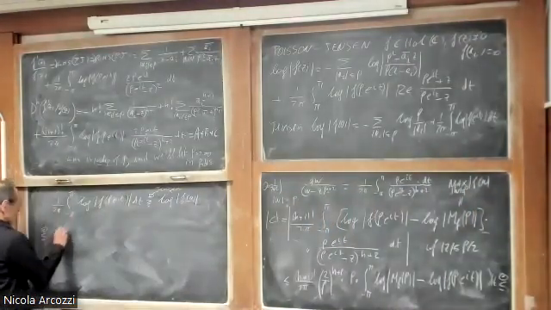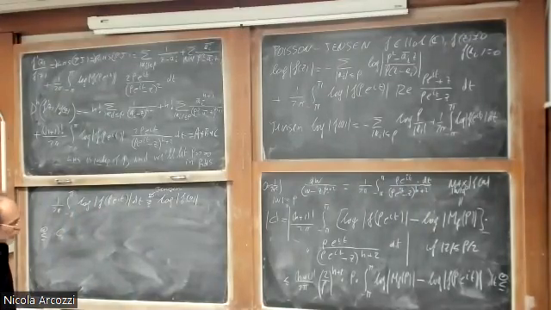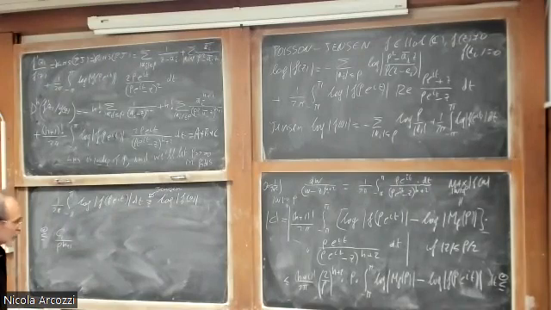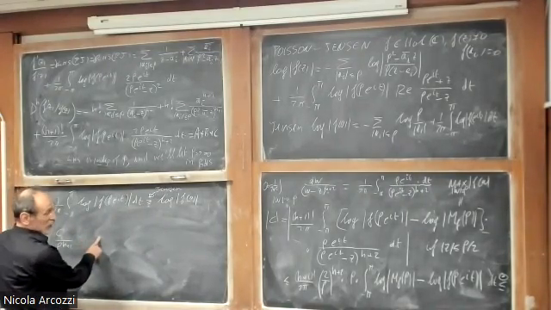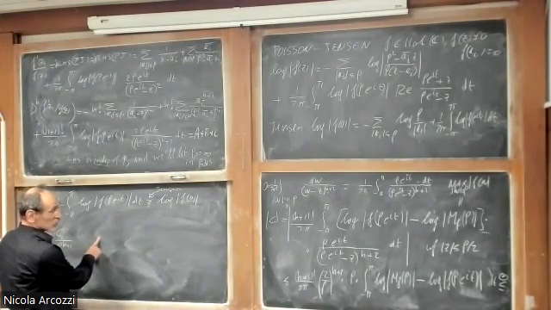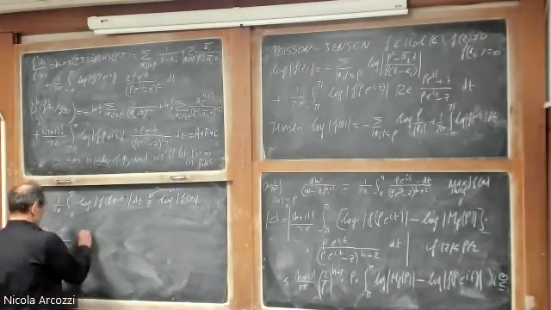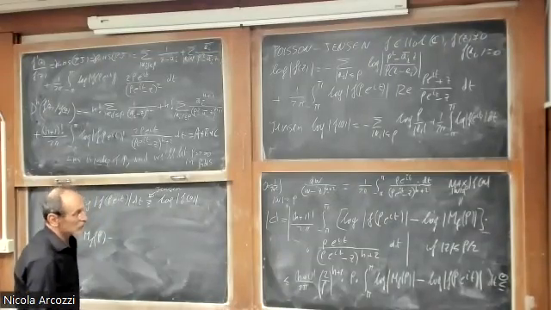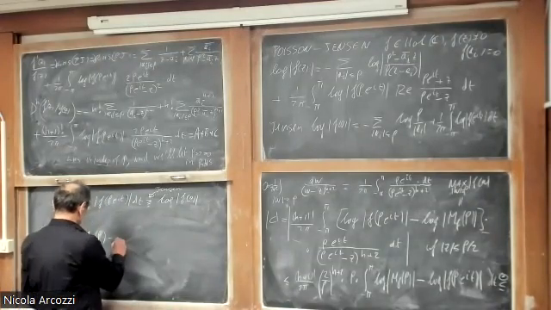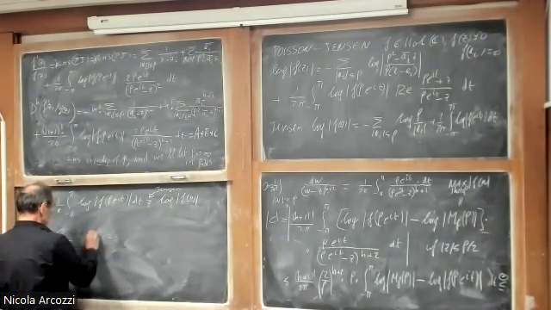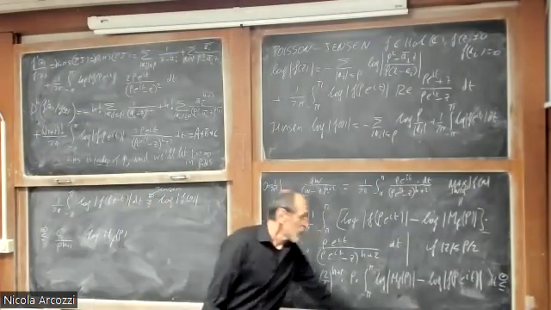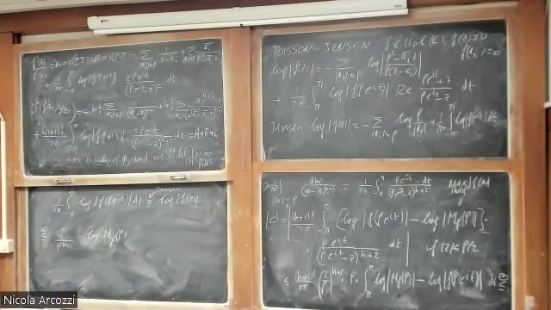Then some constant, let me write the constant, and then I get over rho to the power h plus 1 times the constant and the logarithm of M of rho minus the logarithm of the modulus of f of 0.